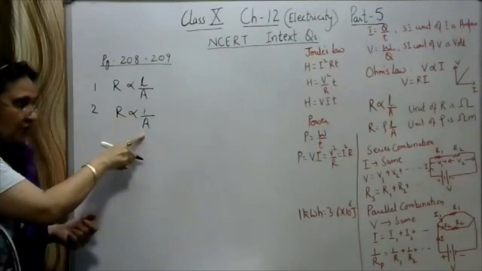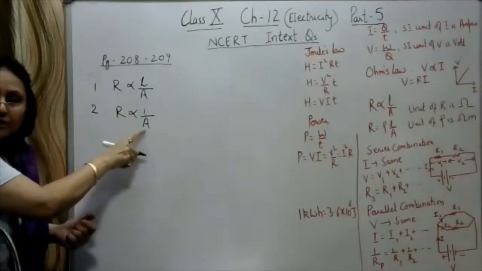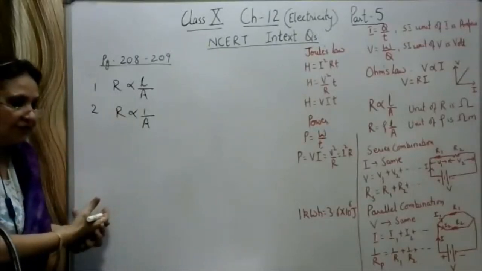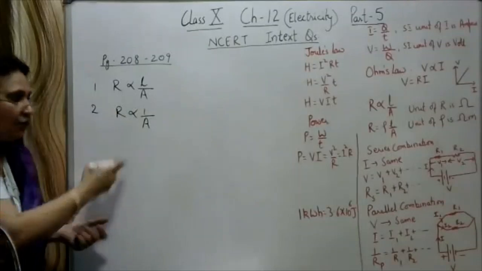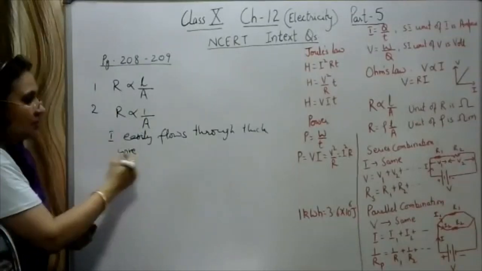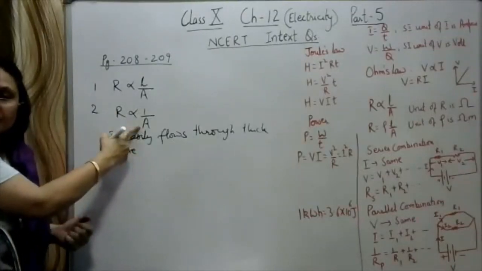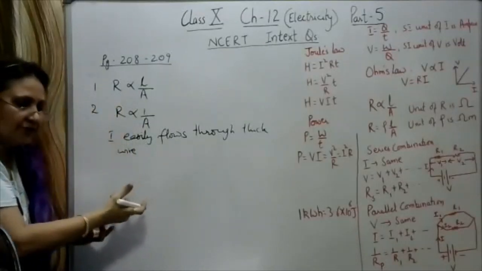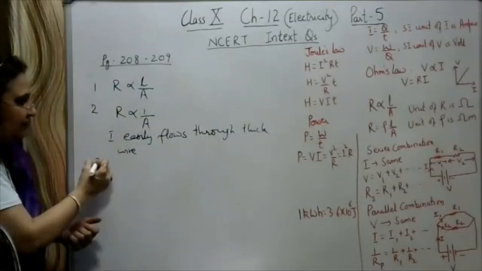Thicker wire means more cross-sectional area. More cross-sectional area means less resistance, so a larger amount of current will flow. So current can easily flow through a thick wire. For a thick wire, the cross-sectional area is more and the resistance will be less. Resistance is less means more current can flow, that is, the current can flow easily.